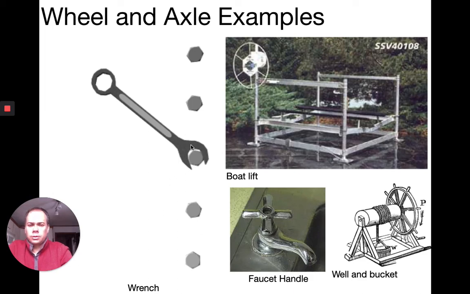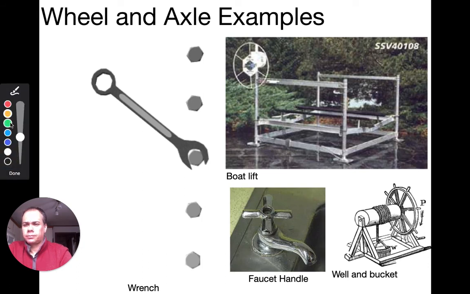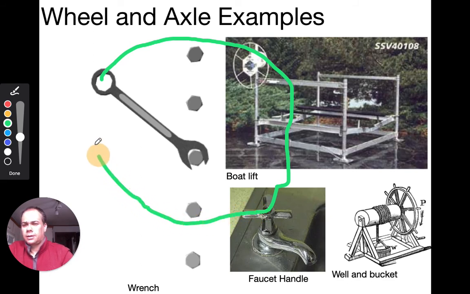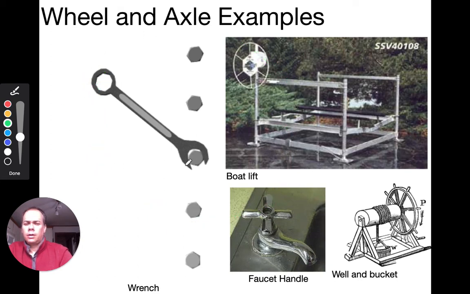A wrench. A wrench has a small portion that fits over a bolt, and then it has a long handle. You could imagine that the handle of this wrench is actually part of a wheel and axle. If I were to extend this around, sorry, my drawing on the mouse pad is not good. That's the wheel, and this small section here would be the axle. And so I move this end of the wrench, and it turns this bolt.